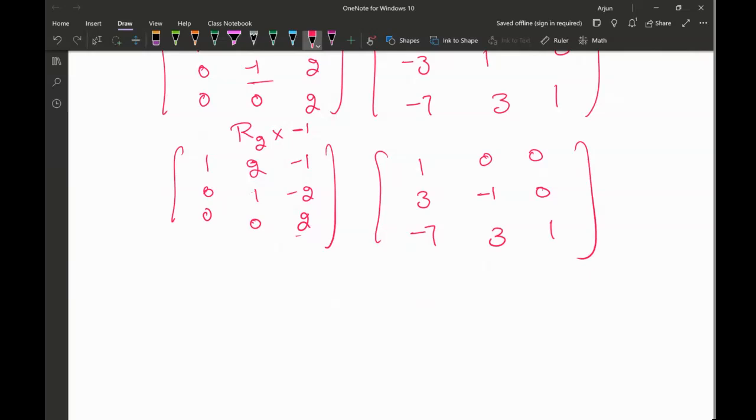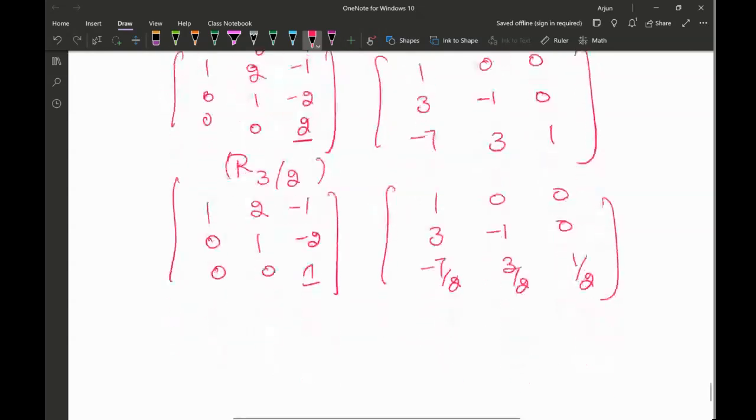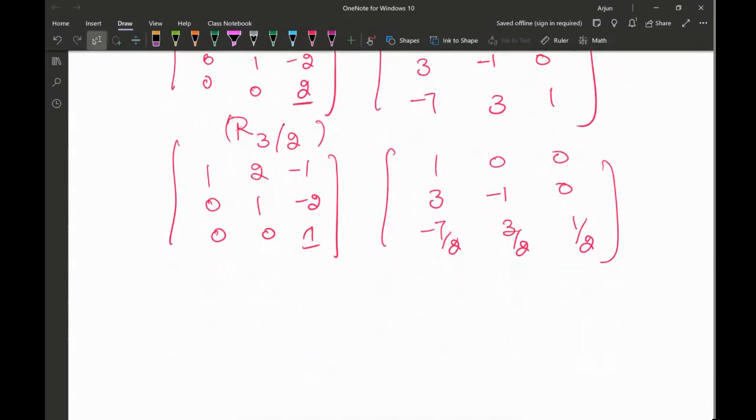Next operation I'm going to apply is I'm going to try and convert this into 1. So see where it is going now. Hopefully this pattern is making sense to you guys. So R3 divided by 2, that's what I'm going to try and do. So 1 2 minus 1 0 1 minus 2. This is 0 0. 2 divided by 2 is 1. So now it is 1 0 0, 3 minus 1 0, minus 7 over 2, 3 over 2, 1 over 2. All right, so we've reached this step now.